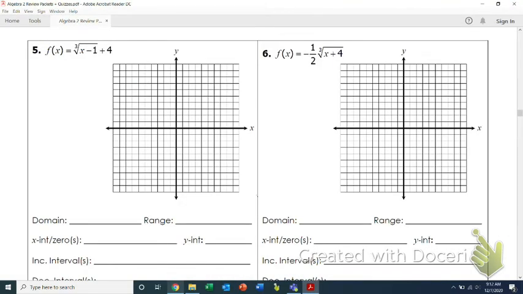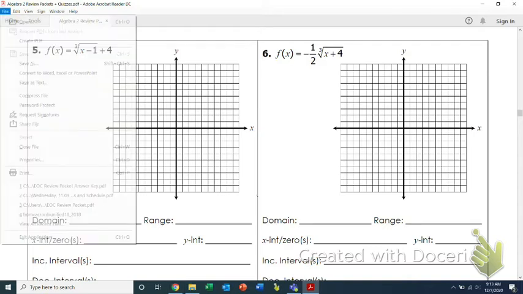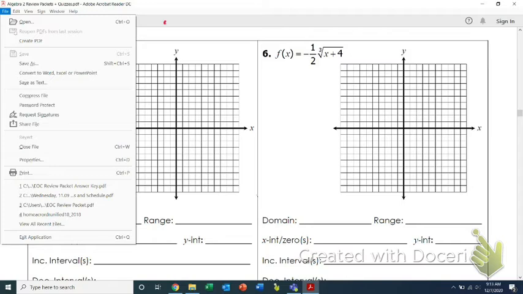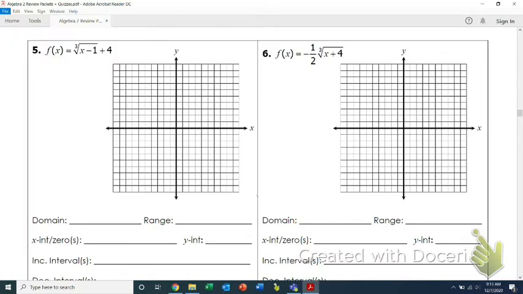All right, on this one, let's look at the transformations. Let's pretend we don't have a calculator here, okay? We know it is a cube root. We know by x minus 1 that it is going to go to the right 1, and because of the 4, it's going to go up 4.